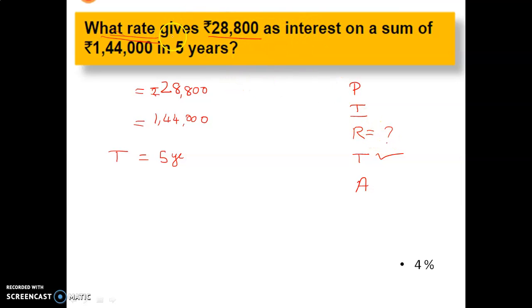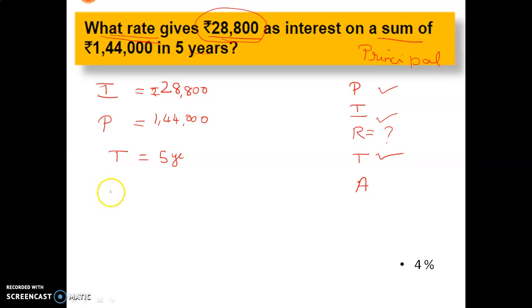So, what rate gives 28,800 as interest? What is this number? It is interest, I. On a sum of rupees: interest is being calculated on what? Principal. So the sum means principal. This interest is calculated over a sum of money, that is 1,44,000. So principal is 1,44,000. Is it clear, children? So we know principal, interest and time. I have to find R.